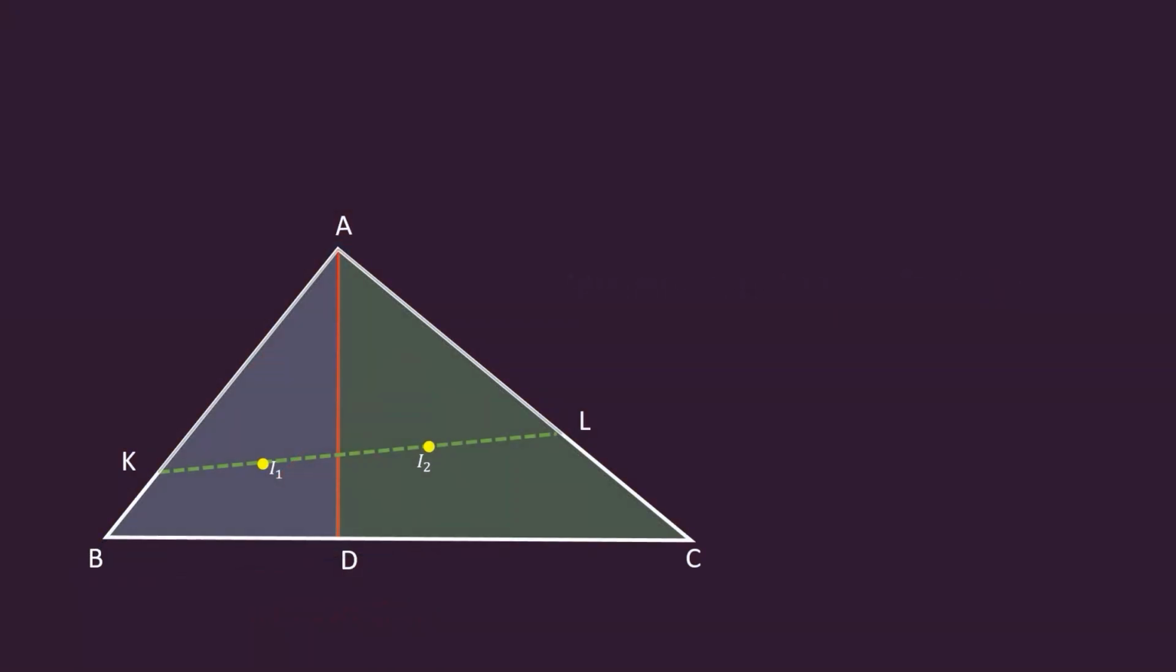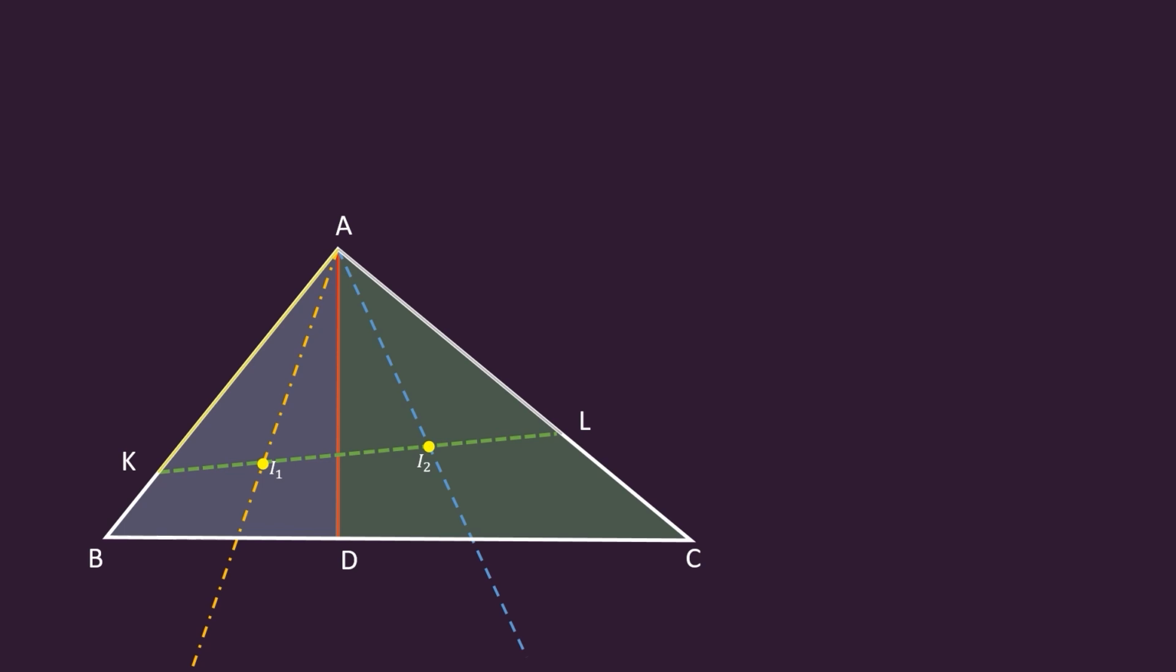The points K and L aren't just random points. They are special. The line AI sub 1 perfectly bisects the angle BAD, and the line AI sub 2 bisects angle CAD. Because of how angles work in these similar triangles, this simple fact has a massive consequence.